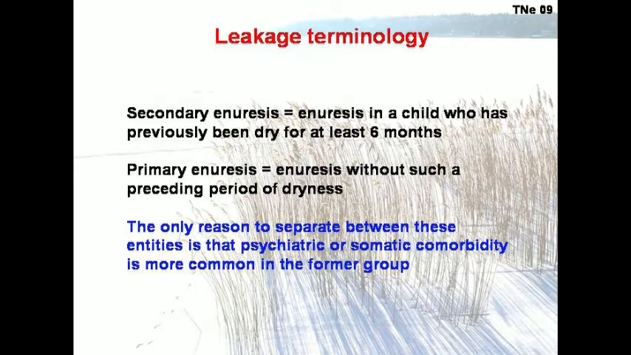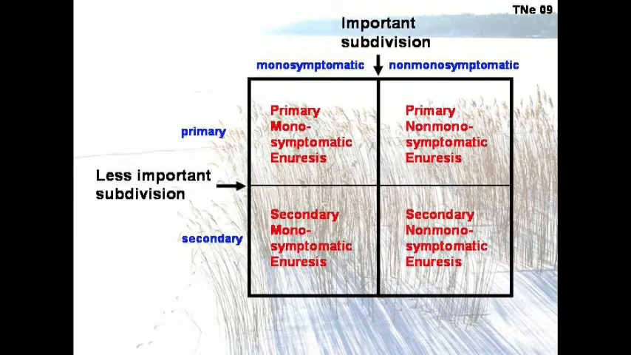But this has often been overemphasized. We always talk about PNE this and PNE that, children with primary nocturnal enuresis and secondary nocturnal enuresis, they usually should receive exactly the same treatment and the same evaluation. So the important subdivision is between monosymptomatic and non-monosymptomatic enuresis. Primary and secondary is less important.